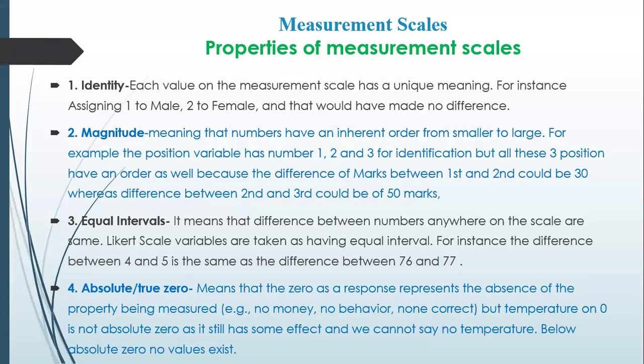So those are only for identity. If it is 1, 2 or 3, there are no preferences. That is called identity. So our measurement should have such a type of identity.